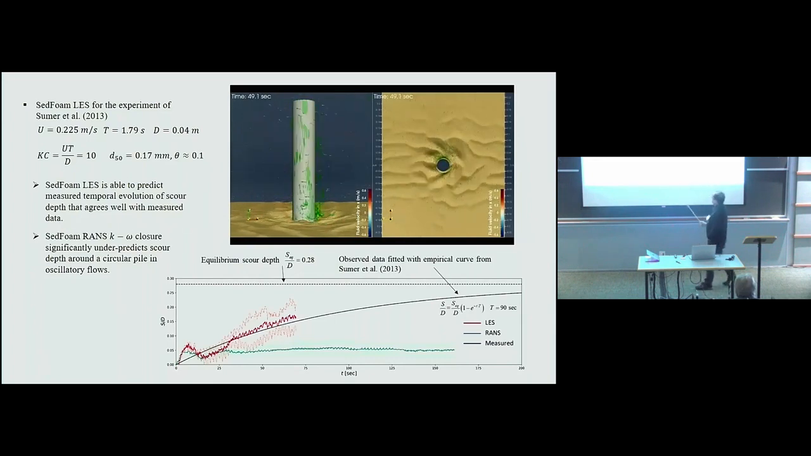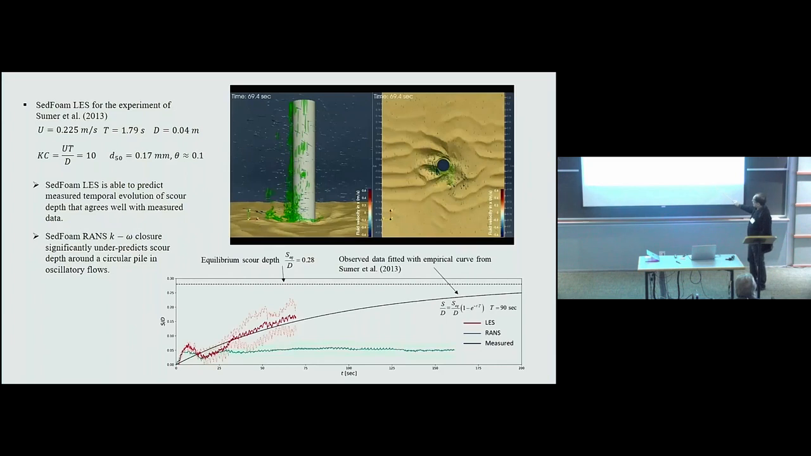Okay, and if you compare the time development of the scour hole depths with the measured data, the measured data is this black curve, which is Sumer's measurement. He fitted it with an empirical curve. But you can see that the LES predicts scour depths that are pretty consistent with the measured data fitted with the empirical curve. On the other hand, if you look at the blue curve here, this is the simulation from the Reynolds average model. You see the problem here. There's a significant under-prediction of the scour depths using the Reynolds average model.